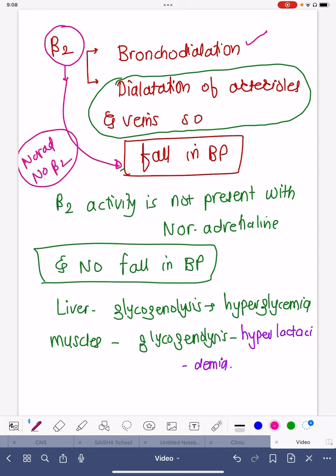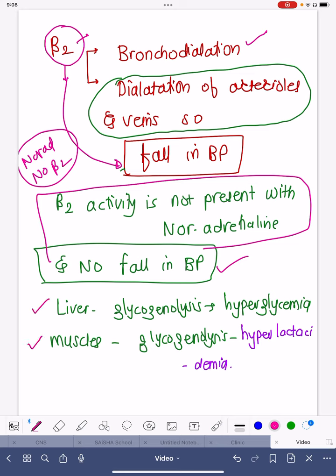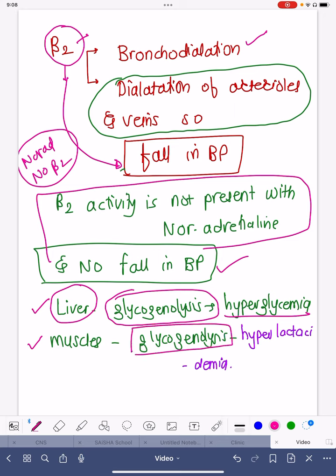So this beta 2 activity is not present with injection noradrenaline. So there is no fall in blood pressure. These beta 2 receptors actually are implicated. These act on liver as well as muscles. On liver, they cause increased glycogenolysis, and it causes hyperglycemia. And on muscles also, they cause glycogenolysis and increased hyperlactic acidemia.